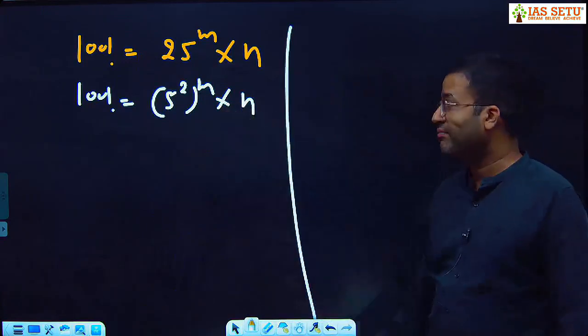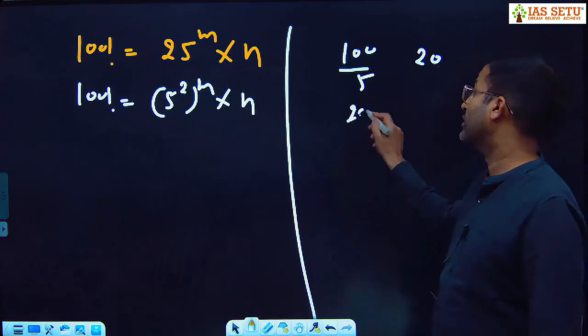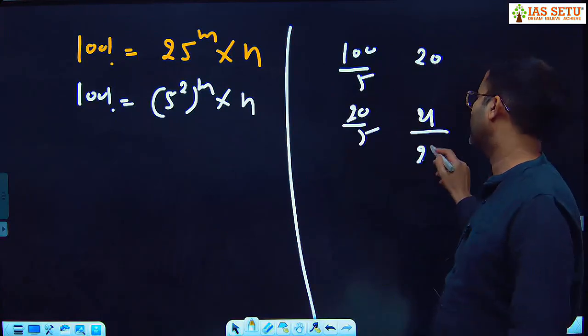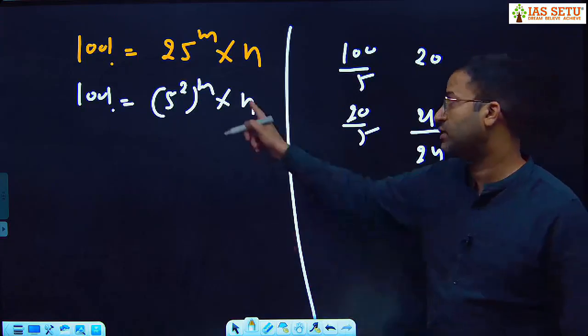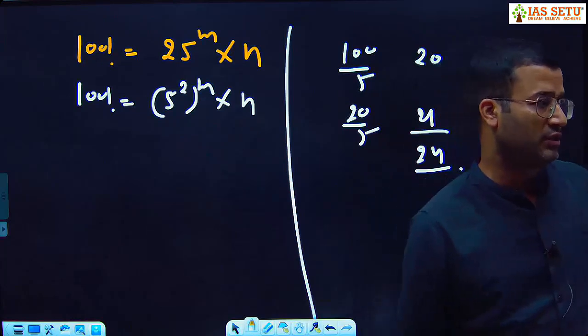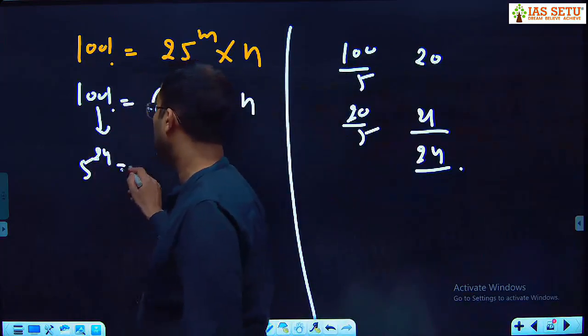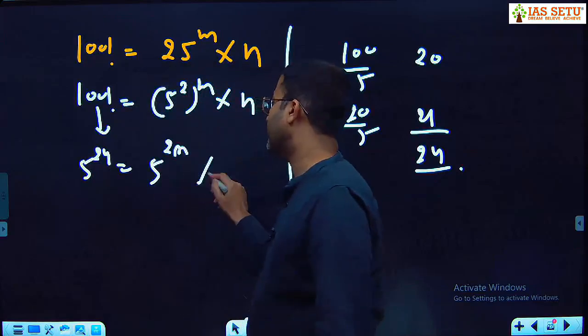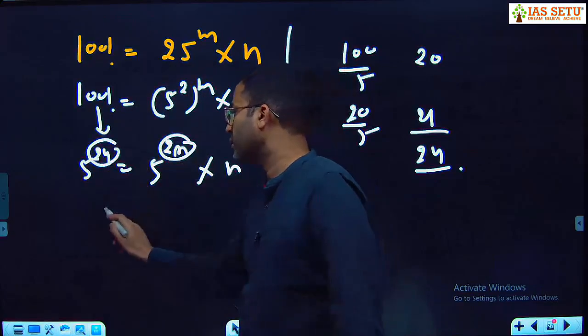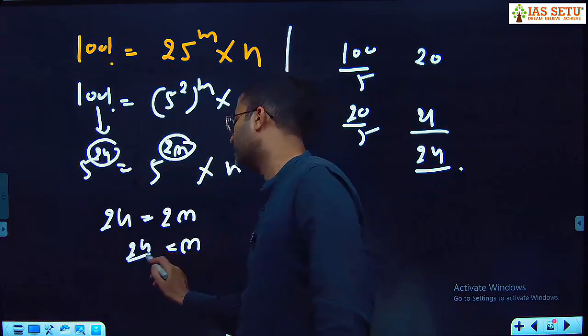So we have to solve for m. First you check how many 5s are there. 20 divided by 5, 4, 24. 24 is not the answer, we are looking for pair. In 24 how many pair are there? 12. That is your answer. Or you can say in this how many 5s are there? 24. This is 5 to the power 2m into n. So you equate the power. 24 is equal to 2m. Maximum value of m here is 12.